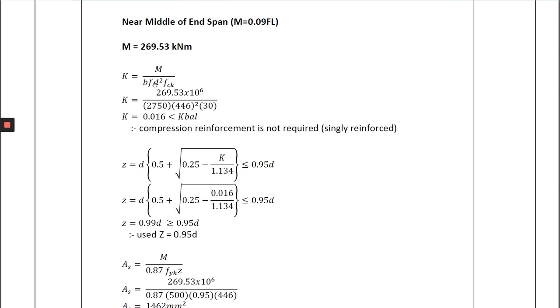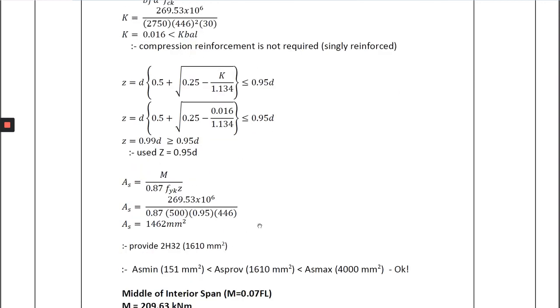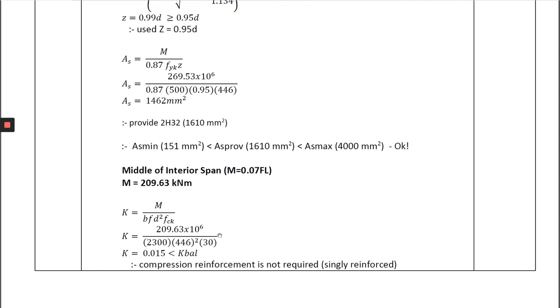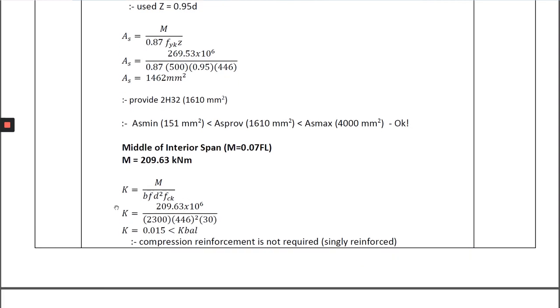So at the flange section, I'll get the answer 269.53 times 10 power of 6 divided by 2750, which is BEFF for end span, times 446 squared times 30. I'll get the compression reinforcement is not required because the K value is less than K balance. Then I calculate the Z value and then the AS value here. So 1462 millimeter squared. Then I provide 1610 millimeter squared, 2H32, and it's in between minimum and also maximum.